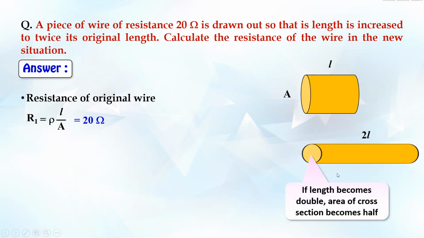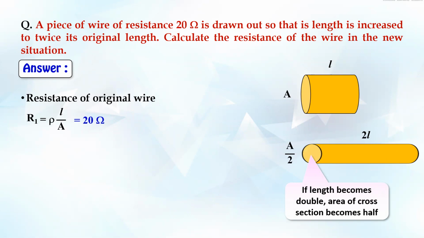Right? Remember, in this case we are considering the area as half because here it is given that the wire is drawn or the wire is pulled. If the question says the wire is cut into half, at that time the area will remain the same, that is A.